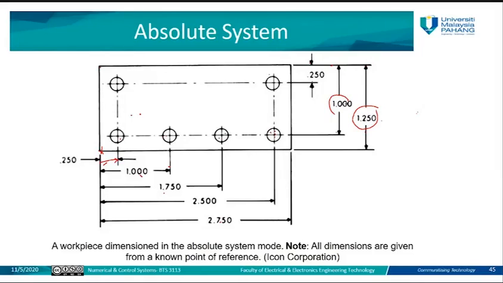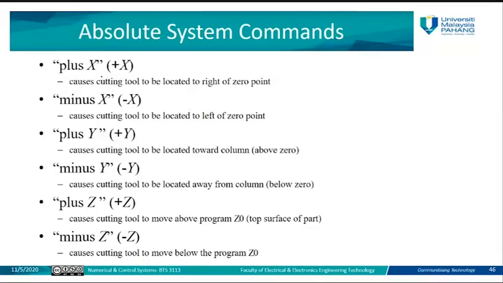Okay, so when you define the commands for the absolute system, it is also the same: you are going to say plus x, minus x, plus y, minus y, plus z, minus z, but all of this is with respect to the 0 point. So if we say our 0 point is 0, 0 at this point, then any point with plus x will be on this side, any point with minus x will be on the other side, any point with plus y will be on this side, minus y on the other side, and plus z will be on the top side, for example, and minus z on the other side. Okay.